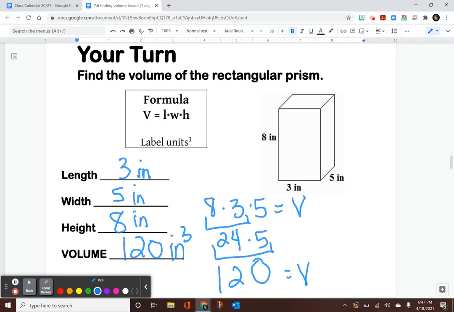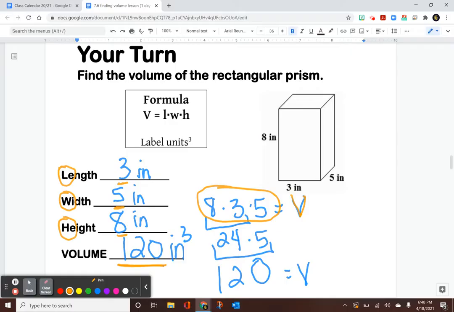So your formula was just V equals L times W times H. And remember, it doesn't matter whether you used the 3 for length like I did or a different number. As long as you have a 3, a 5, and an 8, those three values are going to get multiplied together. And that's going to lead us to our volume amount.